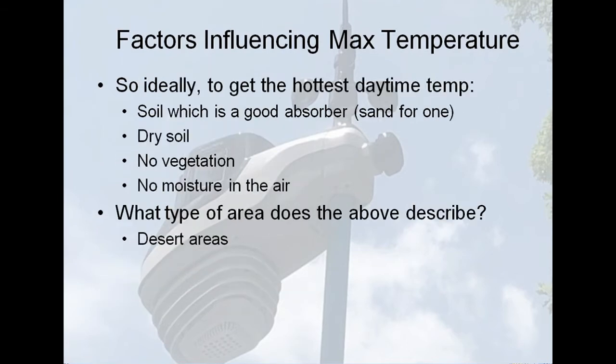So, factors influencing maximum temperature, continued. Ideally, to get the hottest daytime temperature, you need soil that is a good absorber, sand for one, dry soil, no vegetation, no moisture in the air. That's the way you're going to get the hottest conditions, and that obviously describes a desert: no vegetation, dry, sandy, in the southwest.